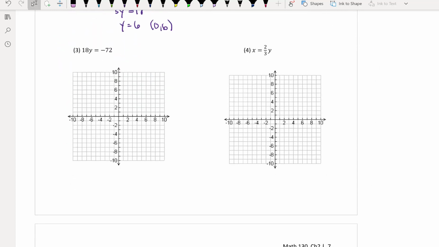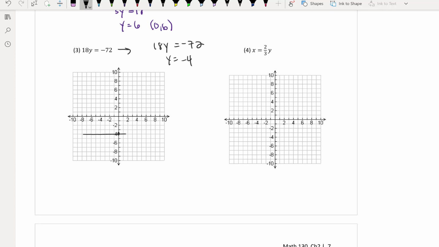So now for number 3, I'm looking at this and I already see something that's weird. There isn't an x value. So I'm going to keep going with it. So 18y is equal to a negative 72. So if I divide out that 18 on both sides, negative 72 divided by 18 is going to give me a negative 4. So at y, I have a negative 4.